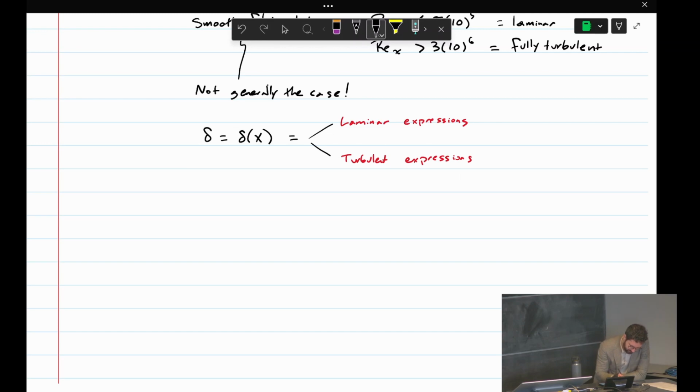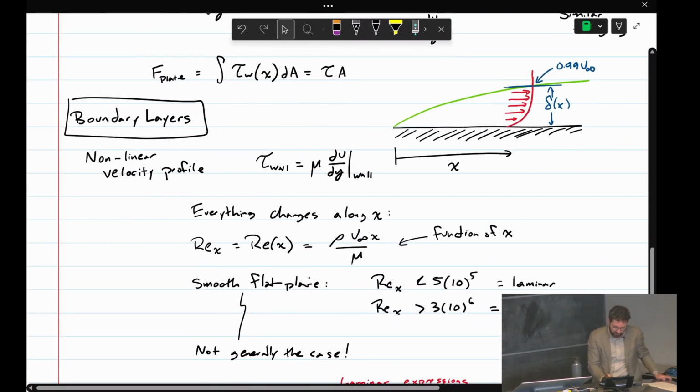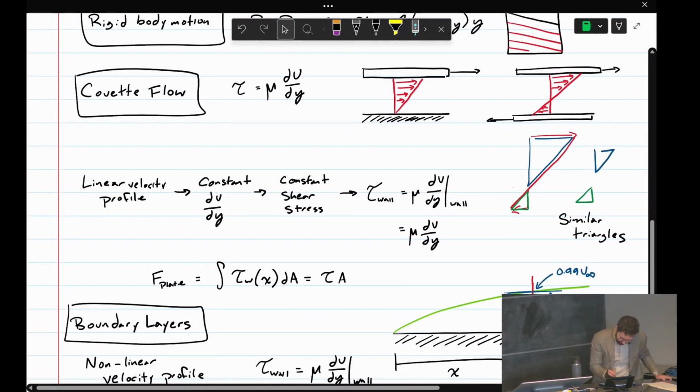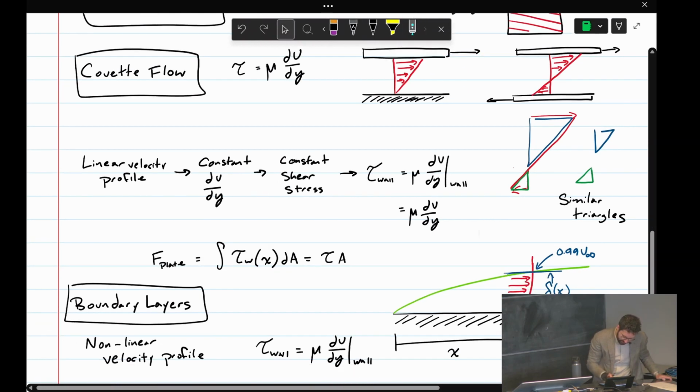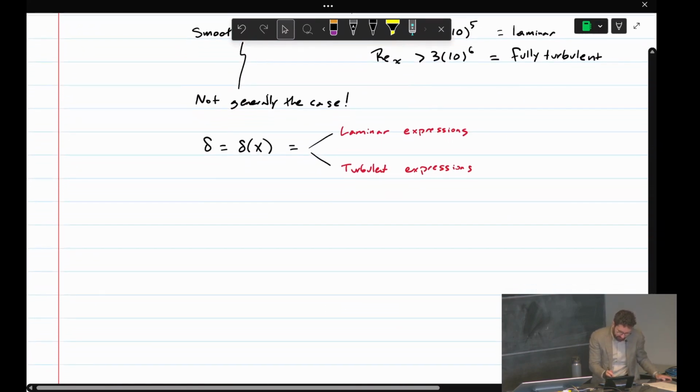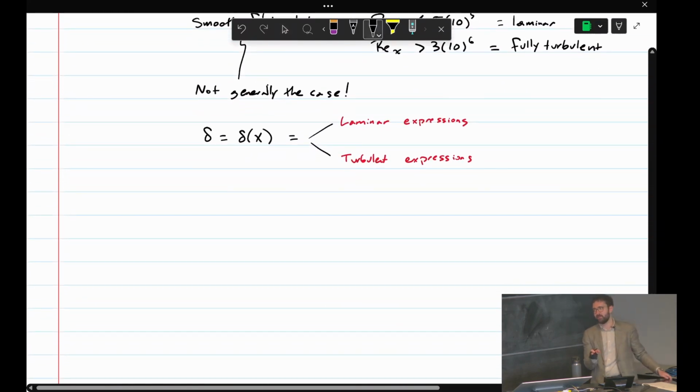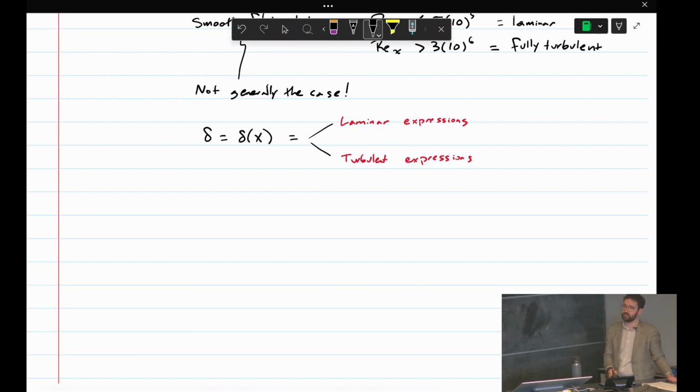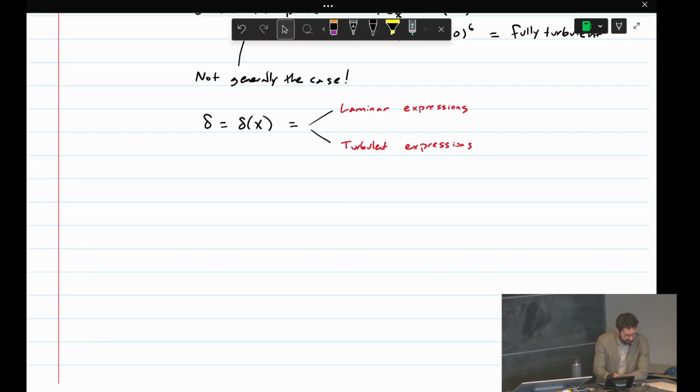Now what else changes? Remember in the Couette flow, our wall shear stress was constant along the x direction. So we have the same wall shear stress being applied at every location along these plates. That is not the case for a boundary layer. In the boundary layer, the fluid shear stress changes as you move away from the wall, and it also changes as you move along the boundary layer. So the wall shear stress is different at every single point in your boundary layer.